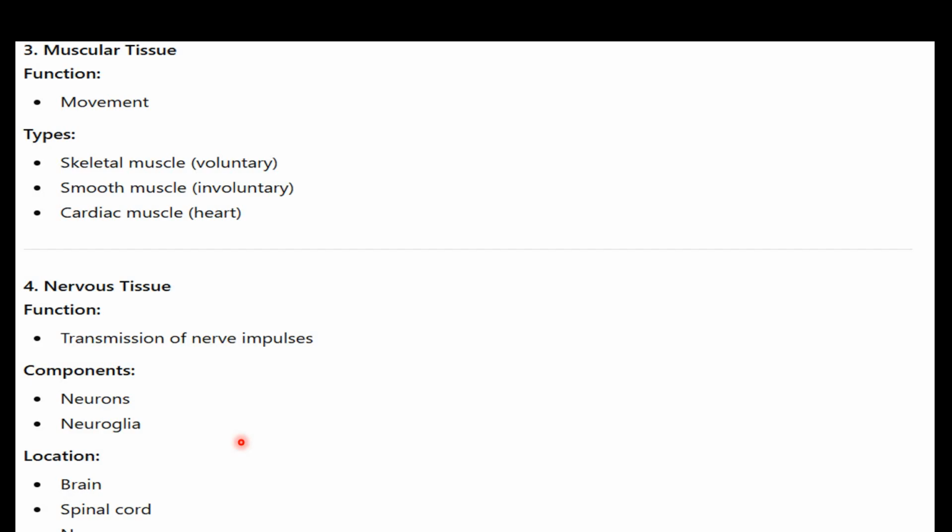Okay, so if a tissue is transmitting nerve impulses, then that type of tissue is considered a nervous tissue. And if someone asks you about the components of these tissues, you can simply say that it contains neurons and neuroglia, and its location is mainly in the brain and spinal cord. Okay, so these are some examples of nervous tissue.